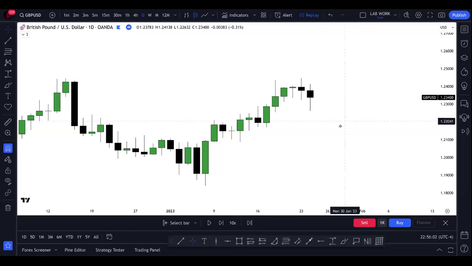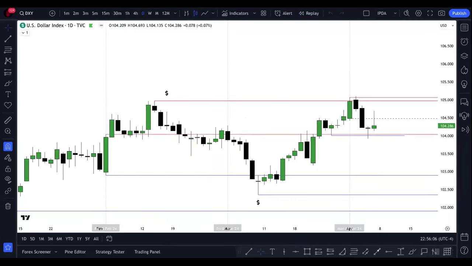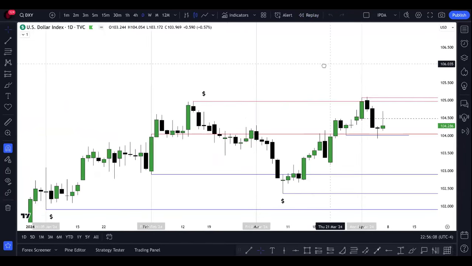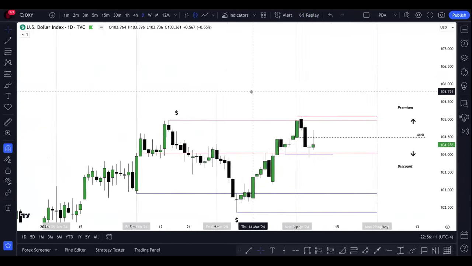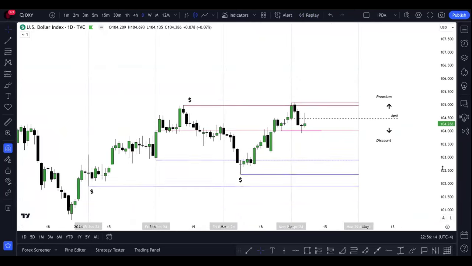All right, pair correlation. So we're going to look at our recent IPDA and what's going on. We're going to share a little bit of insight of what I'm thinking on what the market is talking about. So, correlations.